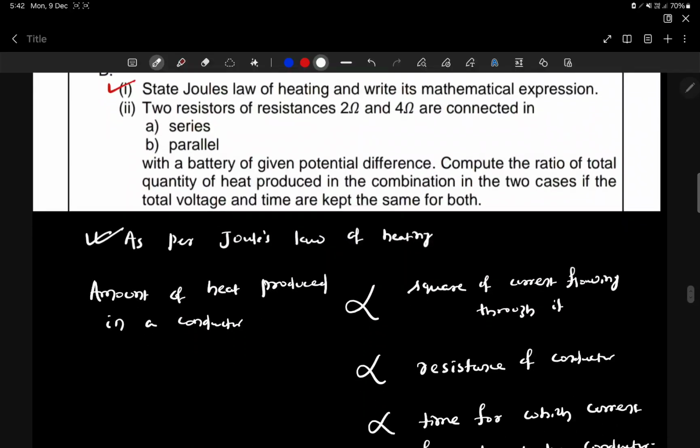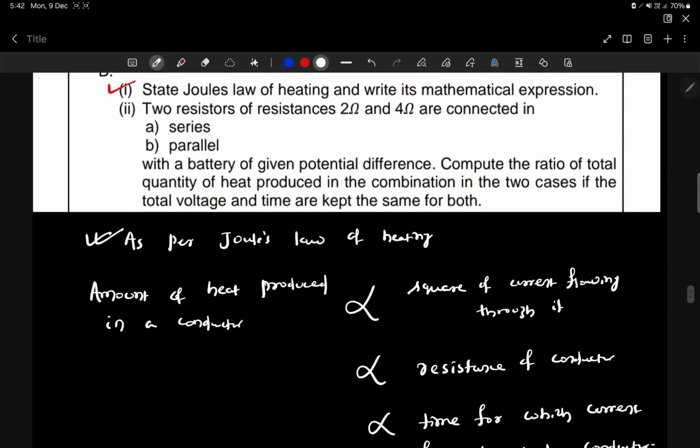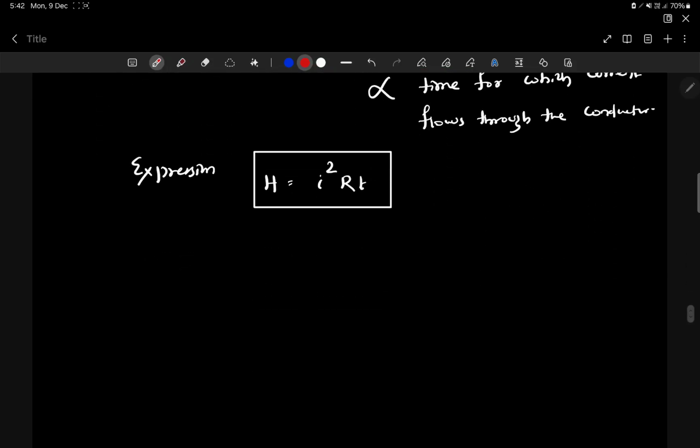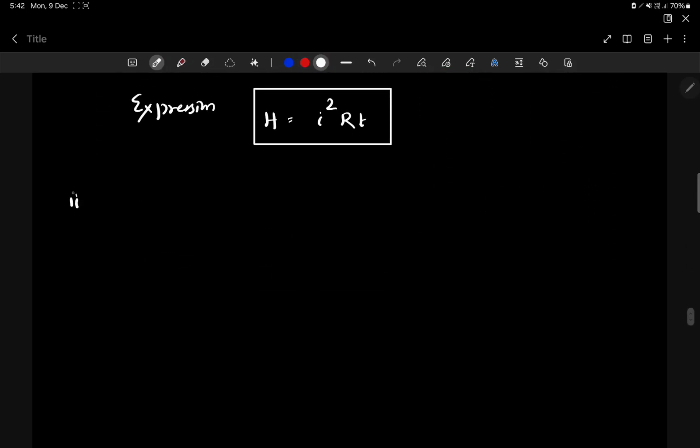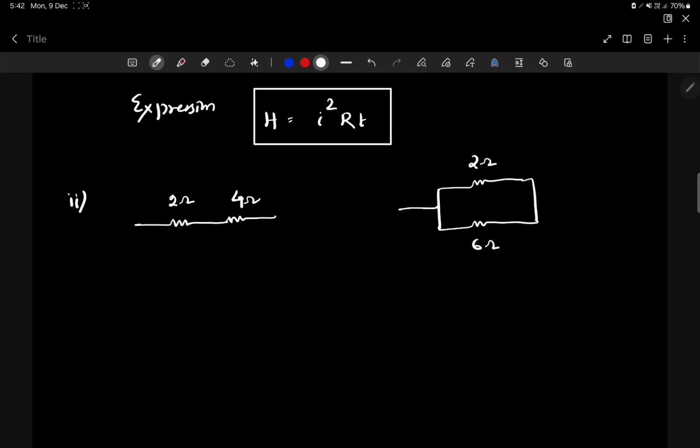Okay. Next, in part 2, it is given two resistors of resistances 2 ohm and 4 ohm are connected in series and in parallel. So simply you draw the diagram. Two resistors are there, 2 ohm and 4 ohm. First they are in series, and in the other case they are connected in parallel.